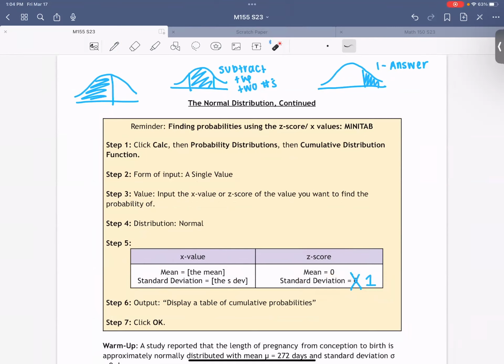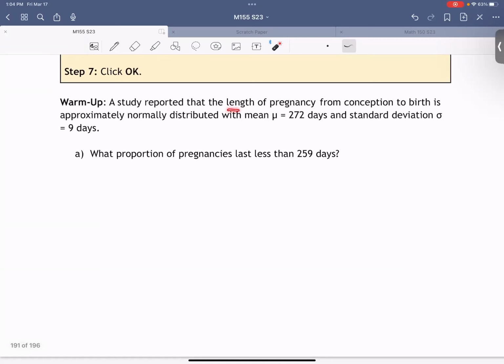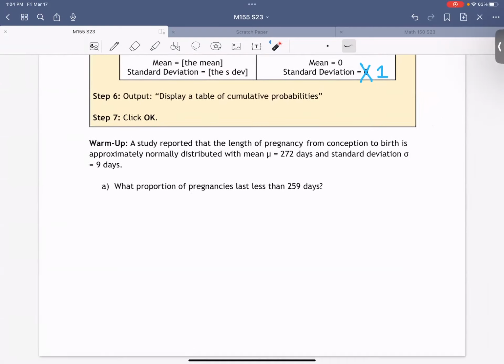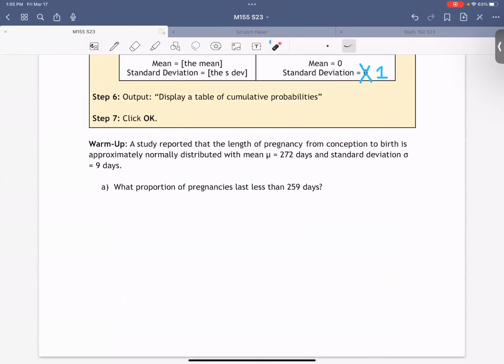I know you watched me in class last time, but I think watching me doesn't really do anything. So why don't we do this? In our warm-up, we have a question about the length of pregnancy from conception to birth, normally distributed with a mean of 272 and a standard deviation of 9. I have 1, 2, 3, 4, 5 questions for you. Why don't we do the first one together and then I can let you on your own for the last 4. Okay. So this question's asking what proportion of pregnancies last less than 259 days?